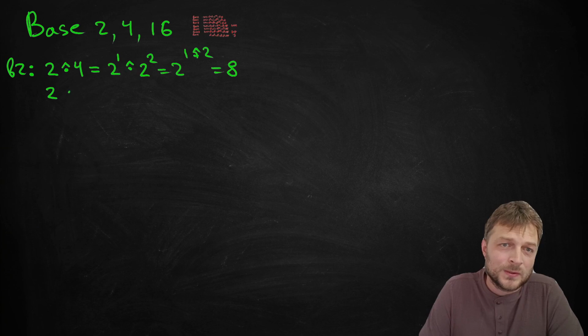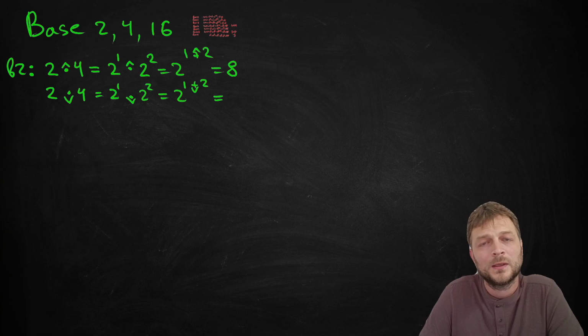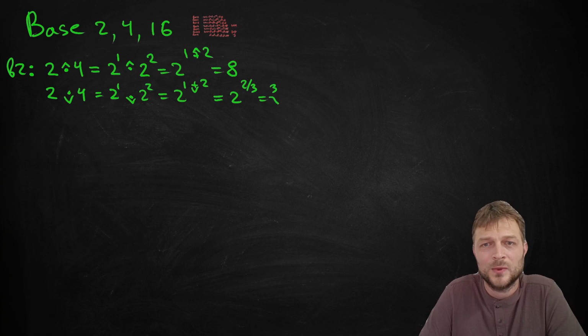Okay, let's see, dual multiplication of 2 and 4 is 2 to the power 1 dual plus 2 equal dual, so we can compute this like 1 over 1 plus 2 over 1 is the same as 2 over 2 is the same as 2 over 3. 2 to the power 2 over 3 is the same as the cube root of 4.